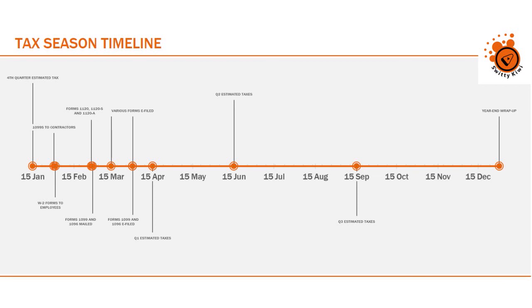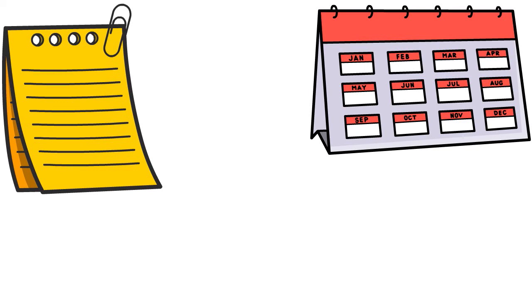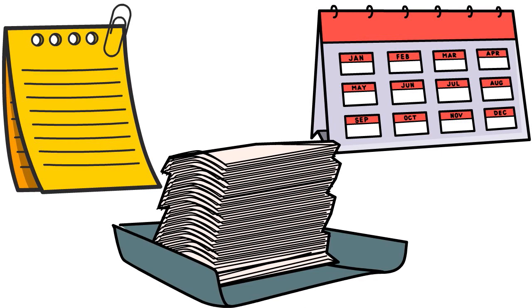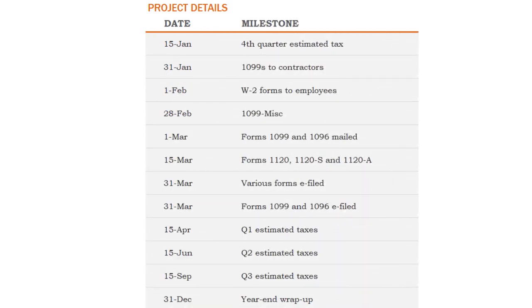And December 31st, that's your year-end wrap-up. There's no filing happening on December 31st, but you have to prepare the tax year. You have to close your books. You have to start gathering your paperwork for the tax season. It's important because, again, I spoke earlier about IRS audits. You don't want that.